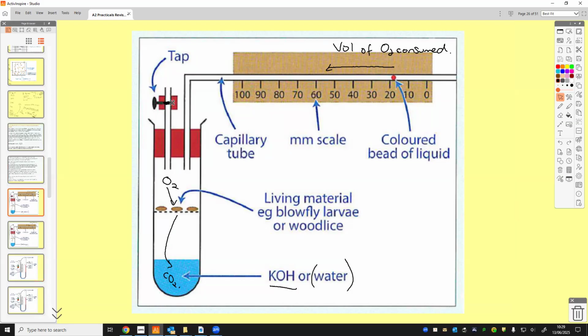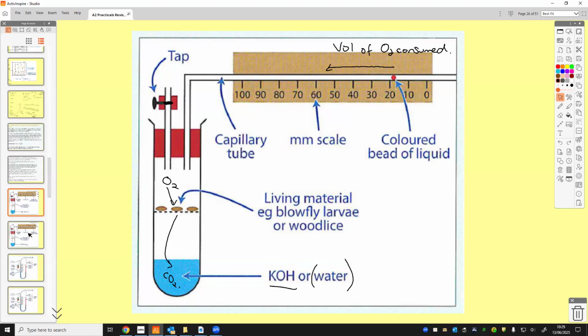Then this is a closed system. So your tap is closed. There's a certain amount of air within this system up to your bead of colored liquid here. Okay, so when you start it, the respiring organisms will take in the oxygen. We would use potassium hydroxide first here, which absorbs the CO2. So the amount of air within the tube should decrease. So therefore the bead should move towards your tube. Okay, and if you leave that for a certain period of time, then that will give you the volume of oxygen consumed by your respiring organisms.